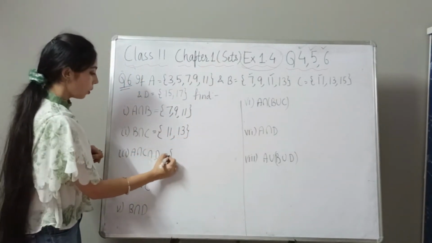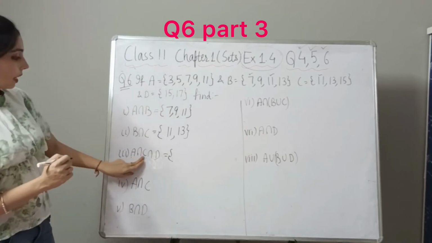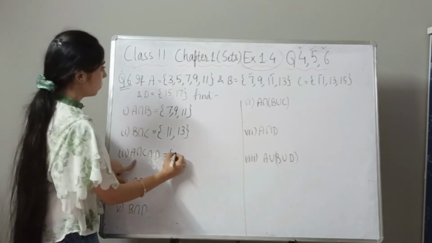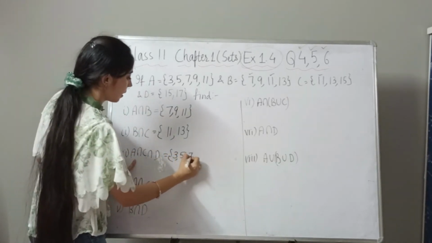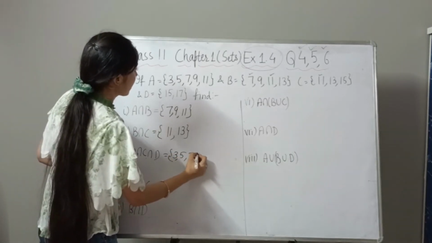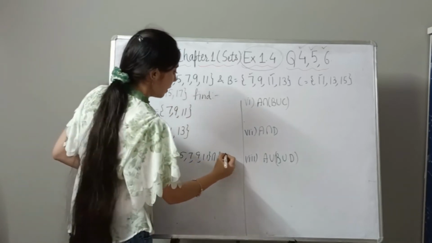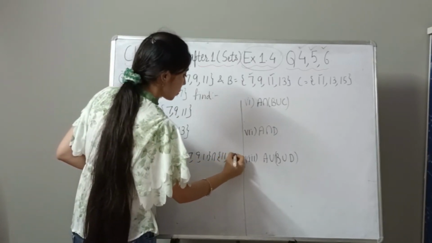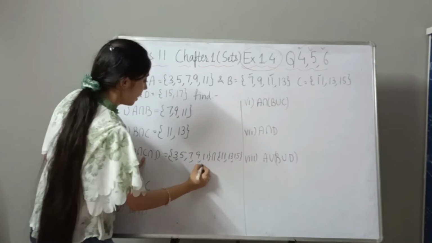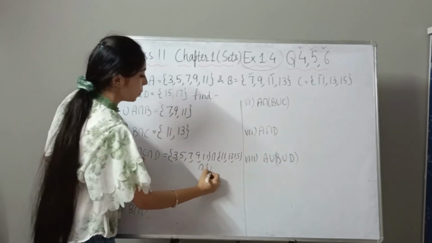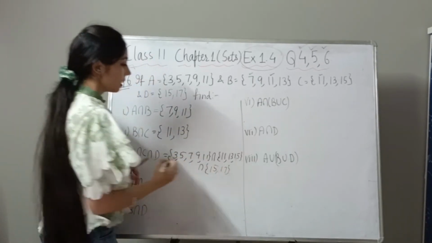So what about the intersection of A, C and D? So we will write A contains 3, 5, 7, 9, 11. C has 3 elements which are 11, 13, 15, and D has 2 elements which are 15 and 17.